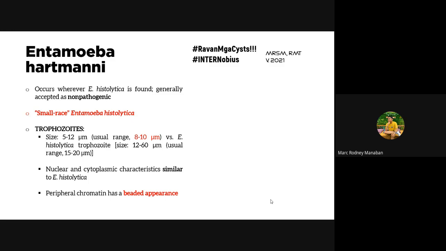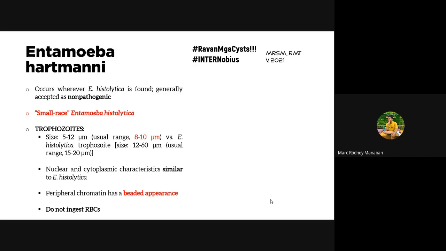I think I didn't put it in the slides, so please take note. Again, a beaded appearance of the peripheral chromatin. And again, of course, trophozoites do not ingest RBCs. So the presence of RBCs within the trophozoite is diagnostic, specific for E. histolytica. Okay, all right.